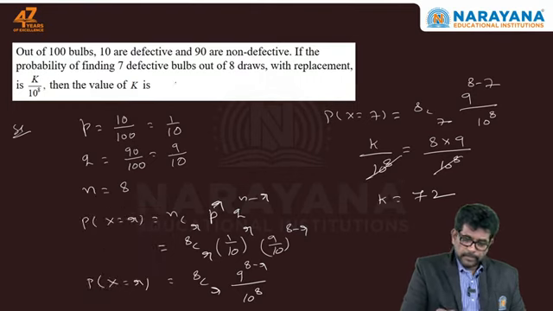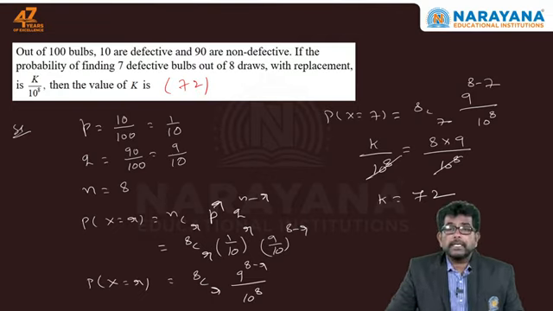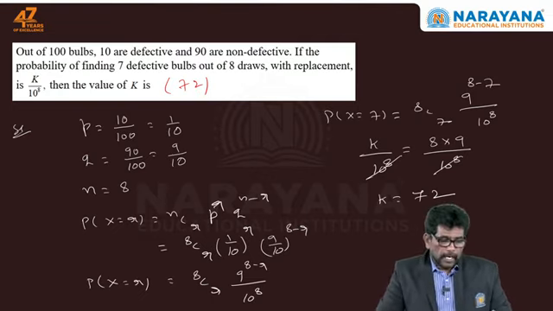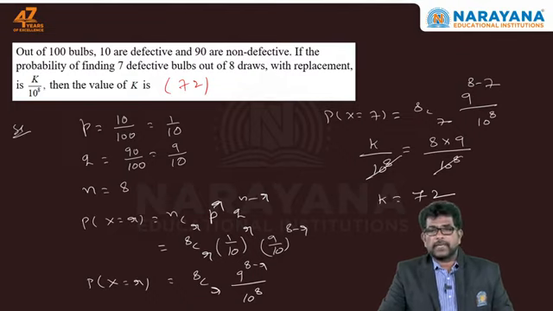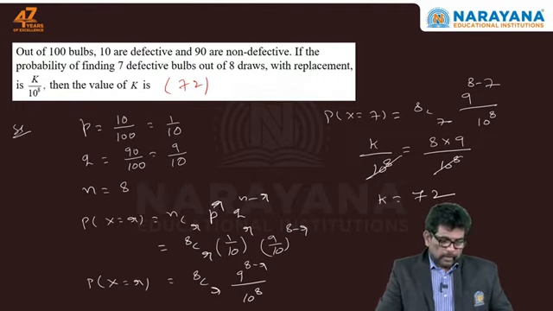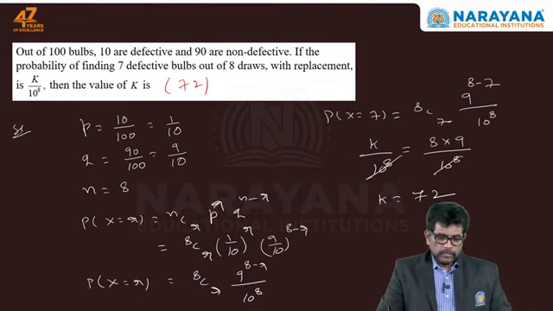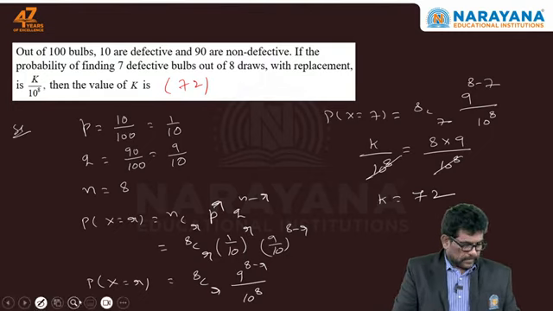The problem is simple, but we need to identify the sample. The sample contains 100 bulbs in total. To get the success probability, the success is getting a defective bulb. It is very important to find the success probability, the failure probability, and the total number of trials. Here n is equal to 8 trials. Out of 8 trials, 7 trials are defective and only 1 is non-defective. The answer is 72. Next.